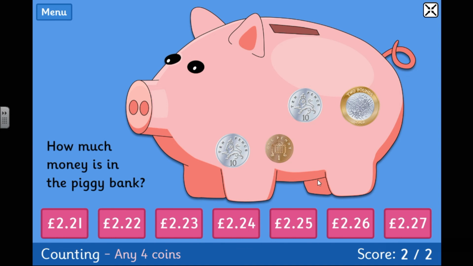Here we have our £2 coin. Then we have 2 10p. So I'm going to keep my £2 coin in my head. 10p add 10p gives you 20p, and then you're going to add 1p, give you 21p, and then £2 add 21 is £2.20.